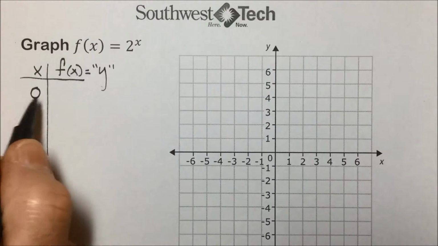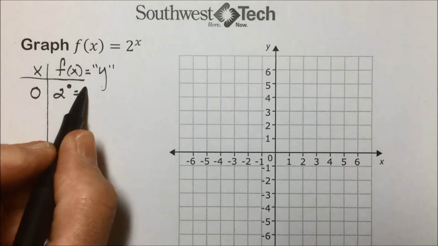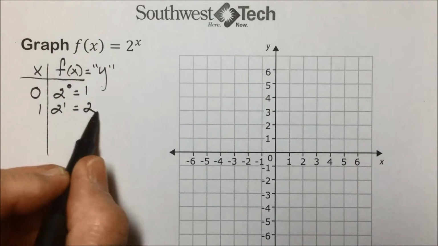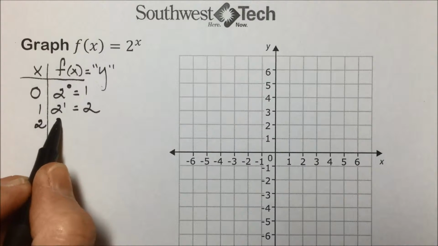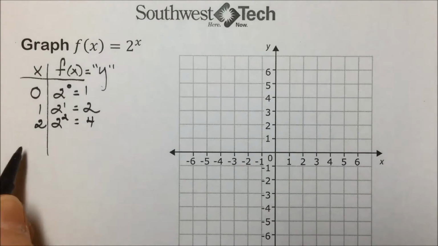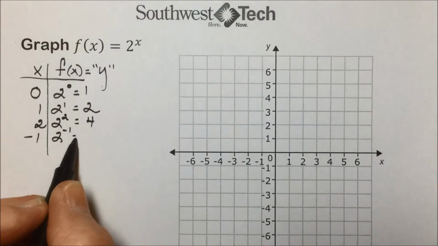So an easy value to start with is 0. 2 to the 0 is going to give us a 1. If we put a 1 in, we have 2 to the first power, which is 2. And as you can see, increasing the values here, we're just going to get higher and higher. Let's see what happens if we have a negative number. 2 to the negative 1.